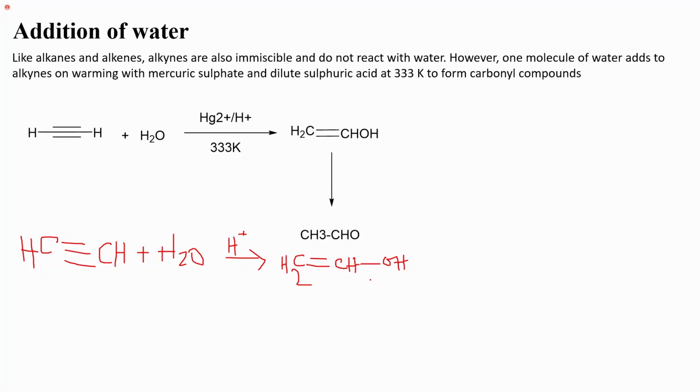So now you have an H plus, then OH will come here. So CH2=CHOH. Okay, now this will go for tautomerization, and the tautomerization will happen here. Then you will get the aldehyde molecule here, CH3CHO.